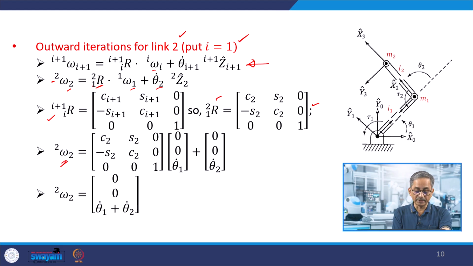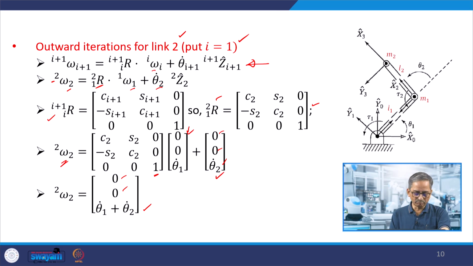So, this is the rotation matrix, this one. Omega 1 1, we have already evaluated, and this theta 2 dot is this one. Z2 expressed in terms of the second frame essentially means that we have to pick the z component. So, x and y components are going to be 0 here. So, this is the z component. Now, if you do this multiplication, what you are going to get is 0, 0, and theta 1 dot plus theta 2 dot.